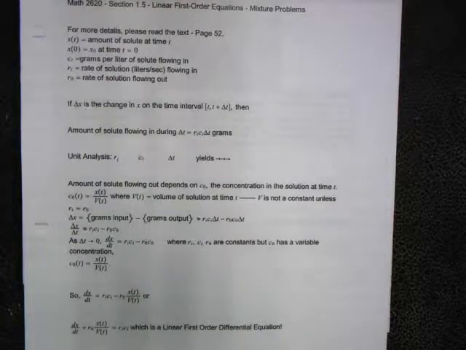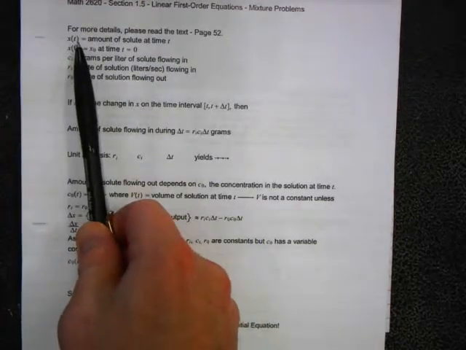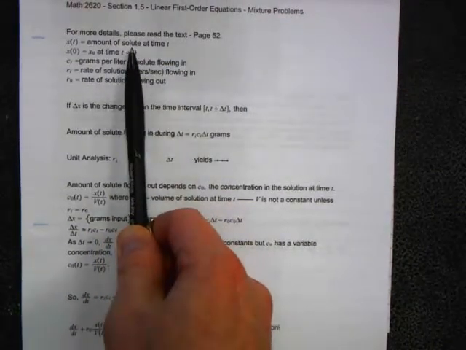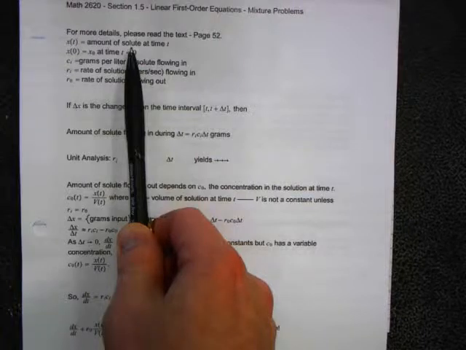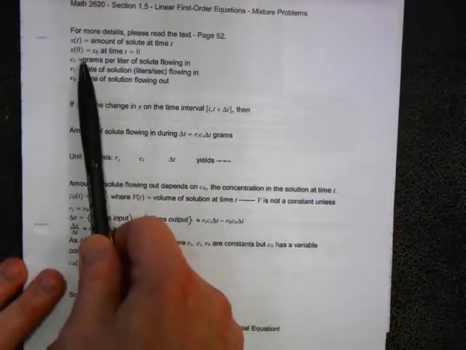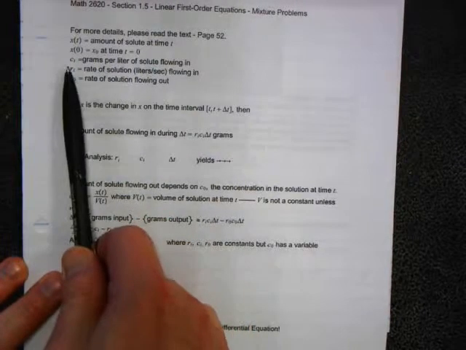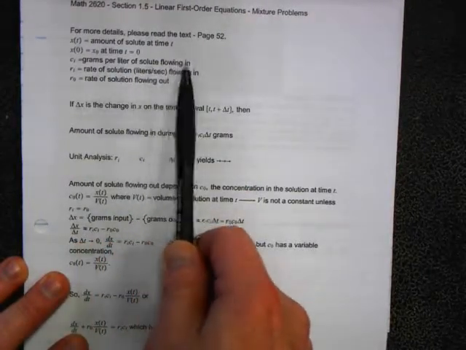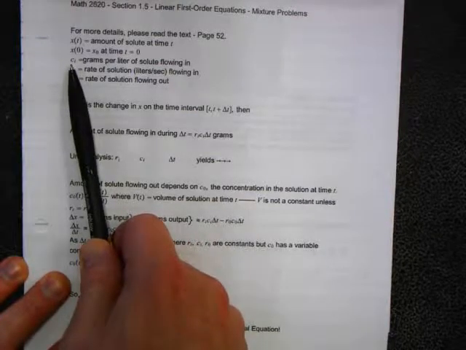All right, so here's all the symbols we're going to have here. We're going to have x of t be the amount of solute at time t. So x of t is the amount of salt in the water, or the amount of pollution in the water, or whatever we're dealing with. X at 0, that's the amount of the pollution or the salt or whatever at time 0. Ci, this is your grams per liter of the solute flowing in. So C is used for concentration. This is the concentration of the amount of pollution or salt or whatever we're talking about coming in.